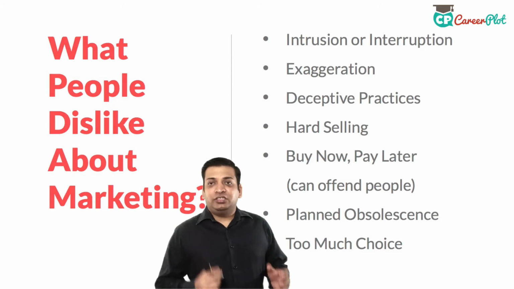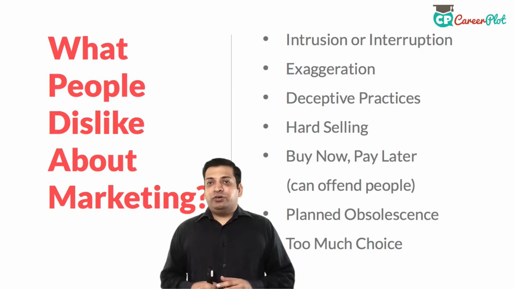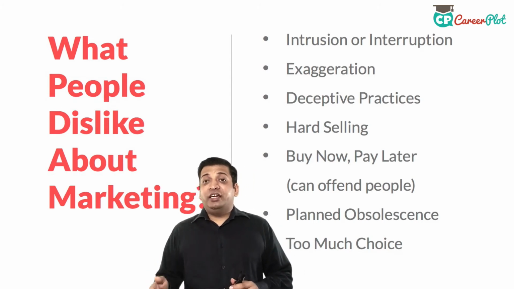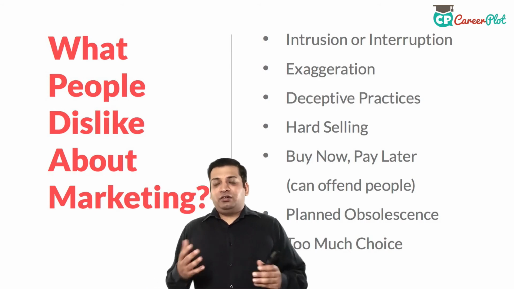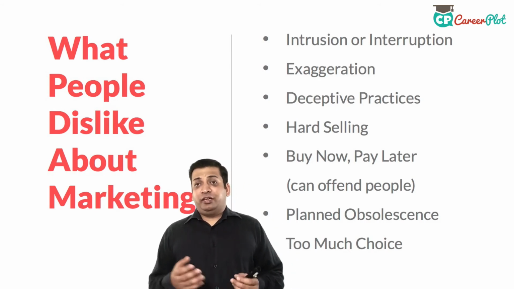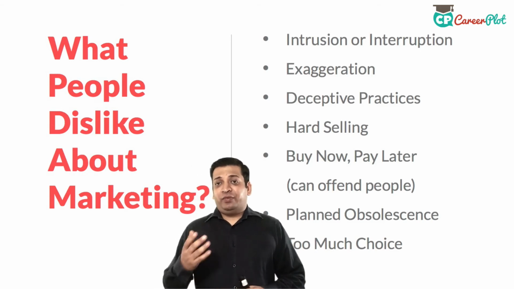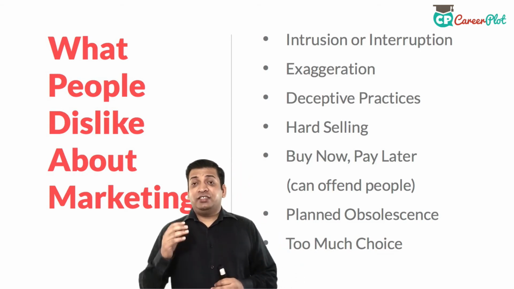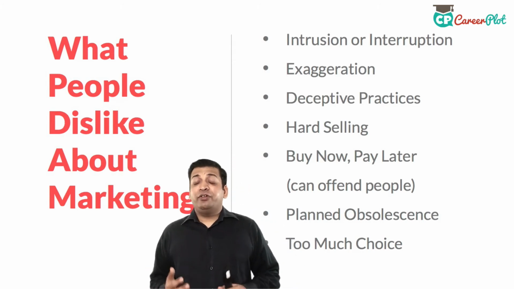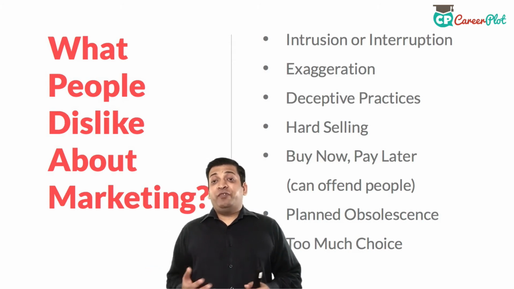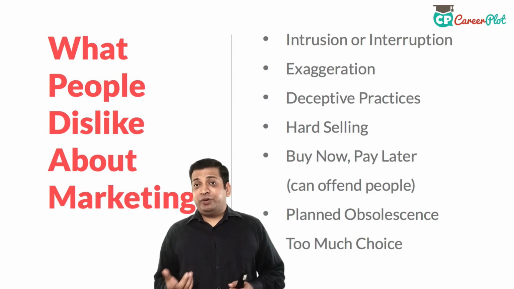Second is exaggeration. Talking about the product more than it can deliver. For example, a cell phone can make you talk. A cell phone can click a picture. Let's say some company advertises and says, hey, this cell phone can actually make a call automatically whenever you feel like, when you only think about it, and you don't need to press a button.